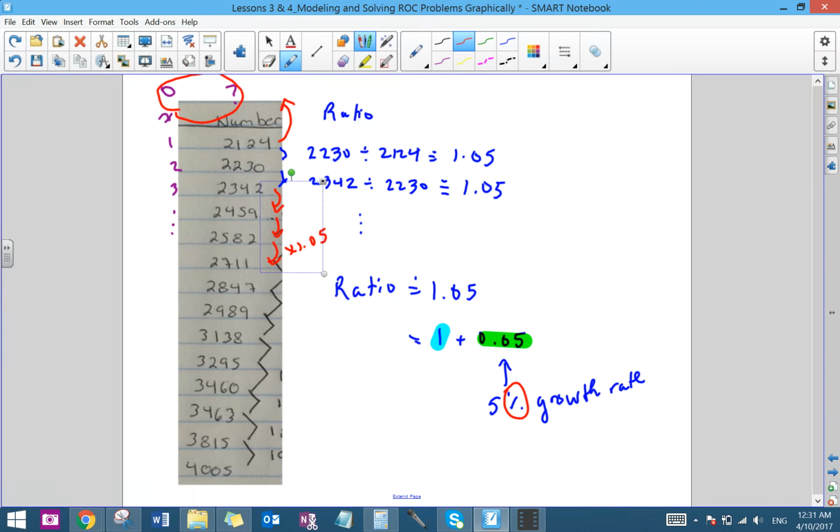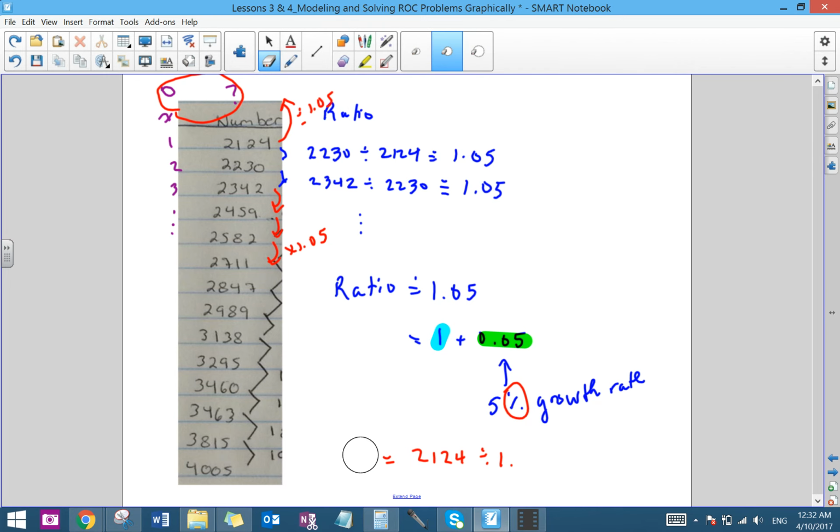So we'll just divide by the ratio going up. So that b value, the growth factor in this case, if we take 2024, we divide that by 1.05, sorry, that's not what I meant to say. That's your y-intercept. Let's change that here, make sure it's right. Y-intercept, and divide that by 1.05.